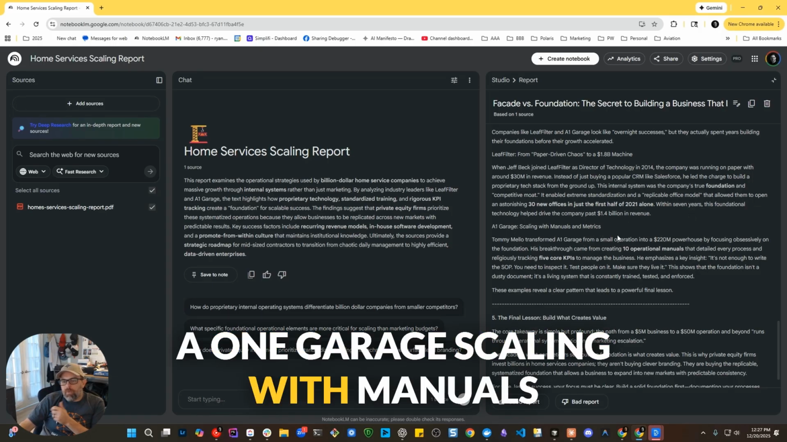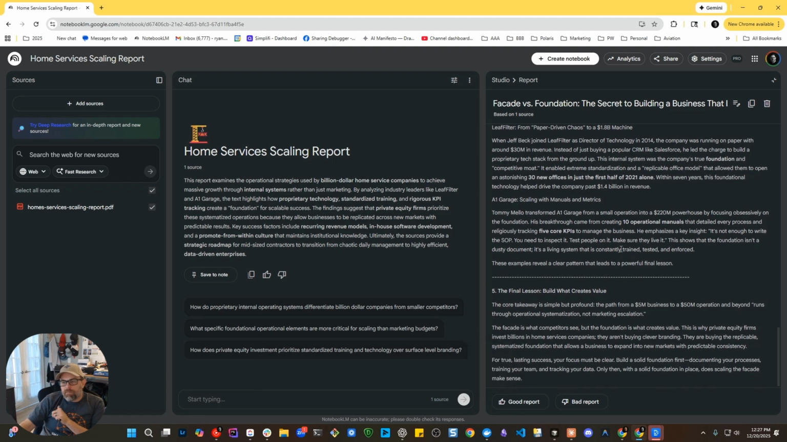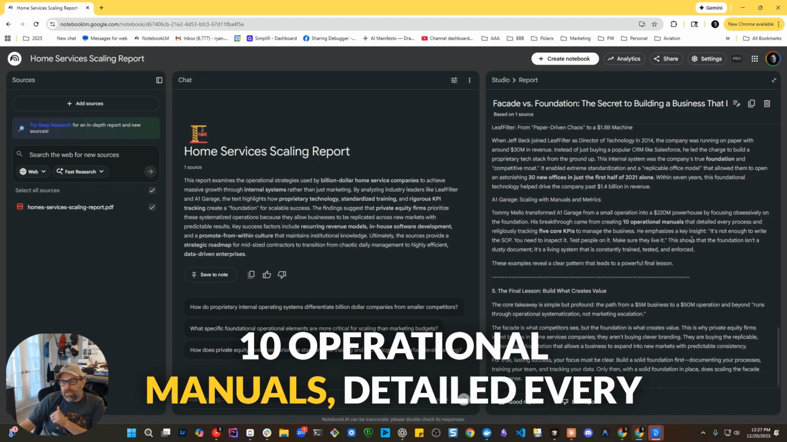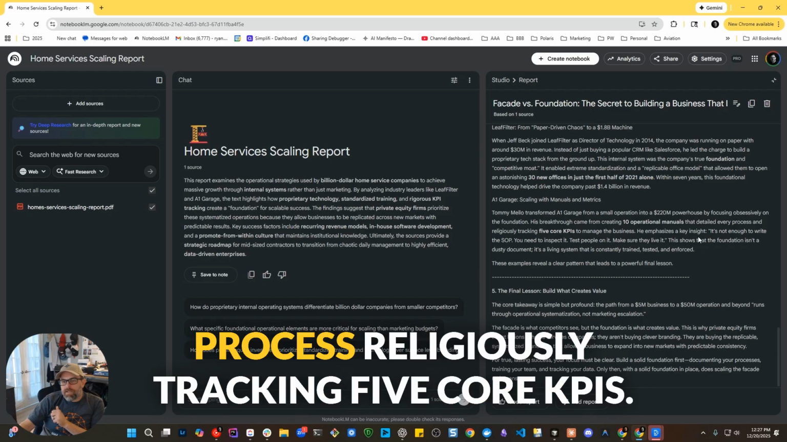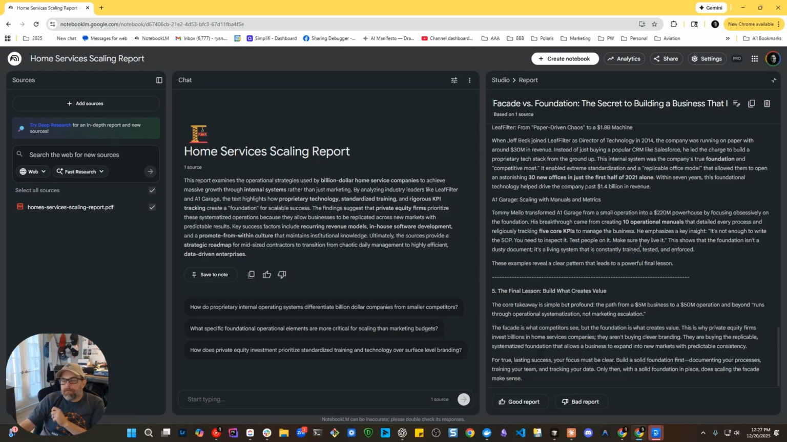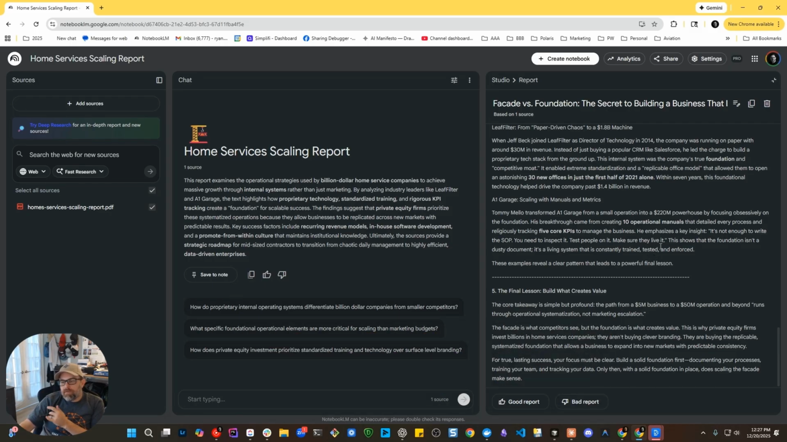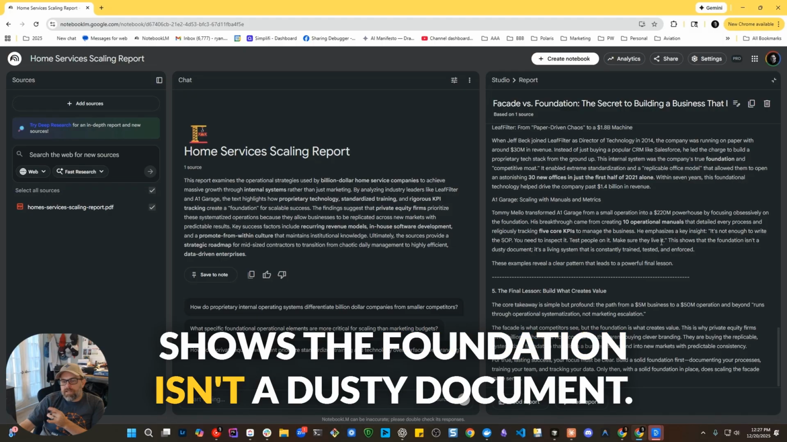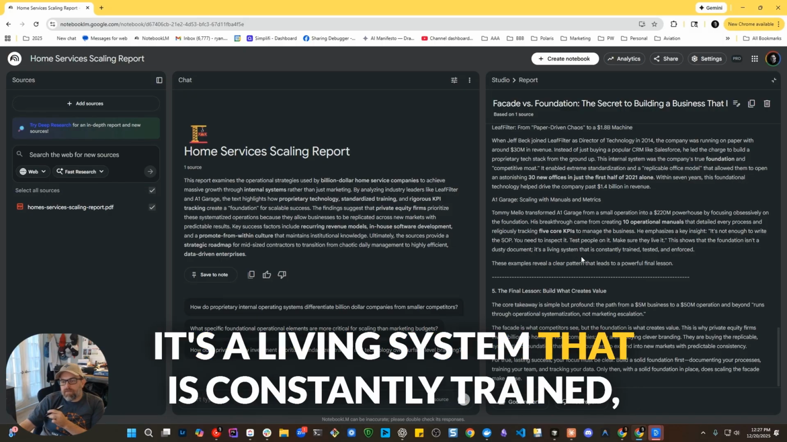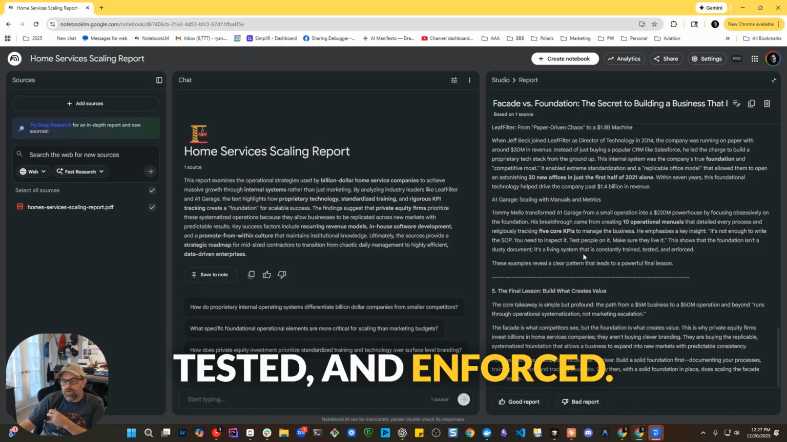A1 Garage, scaling with manuals and metrics. 10 operational manuals, detailed every process, religiously tracking 5 core KPIs. It's not enough to write the SOP, you have to inspect it, test people on it, make sure they live in it. Shows the foundation isn't a dusty document, it's a living system that is constantly trained, tested, and enforced.